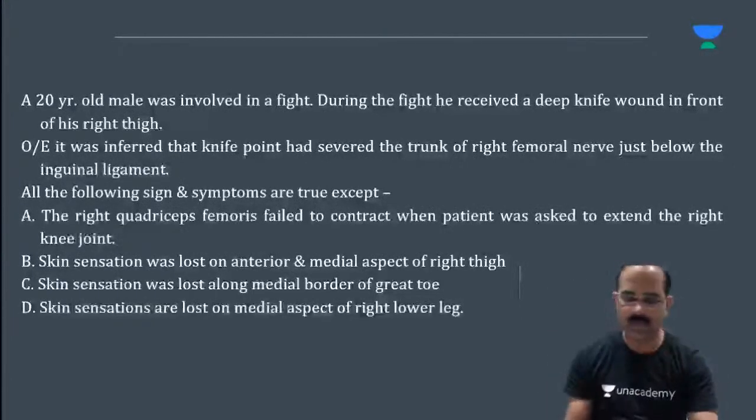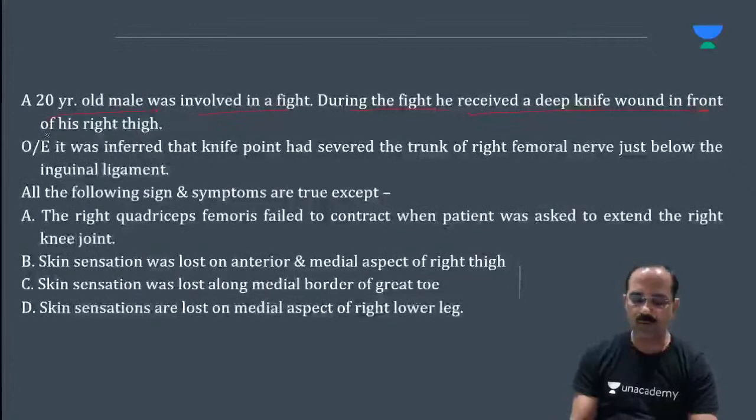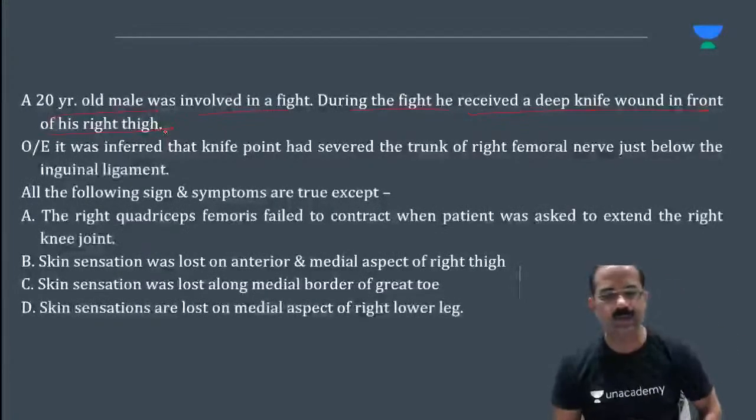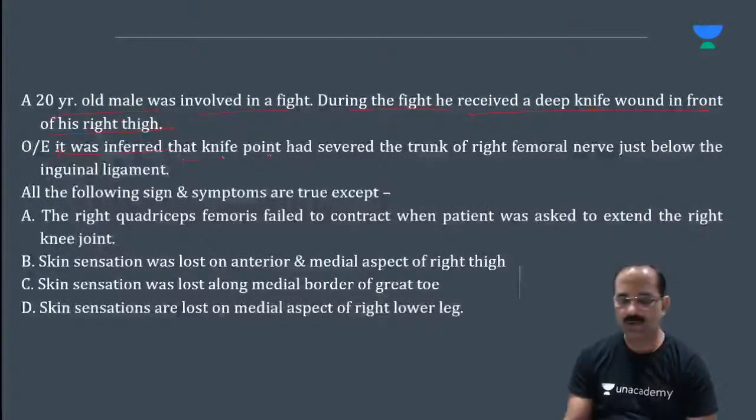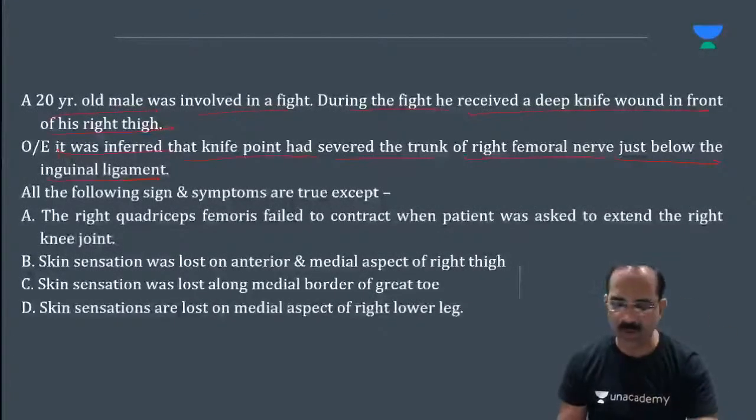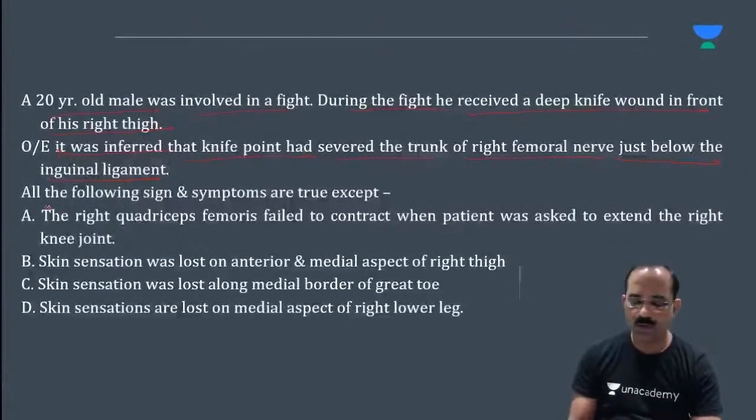Okay, here I start. A 20-year-old male was involved in a fight. During the fight, he received a deep knife wound in front of his right thigh. So there was a stab in front of his right thigh. On examination, it was inferred that the knife point had severed the trunk of the right femoral nerve just below the inguinal ligament. That is, the femoral nerve is injured below the inguinal ligament. All the following signs and symptoms are true except.